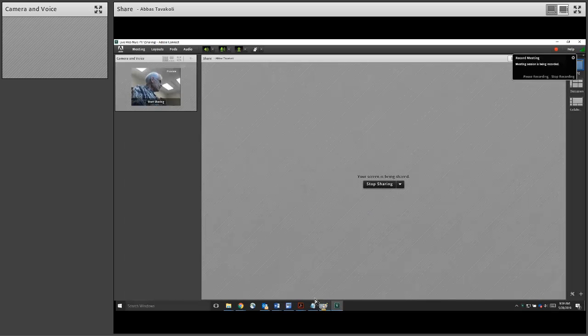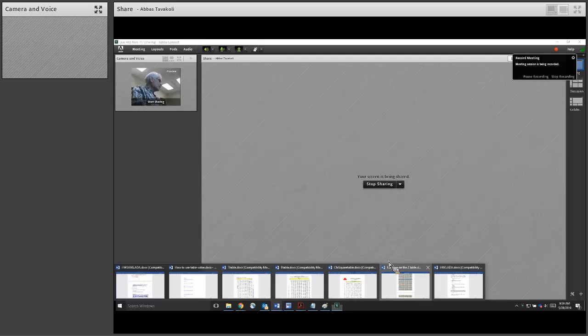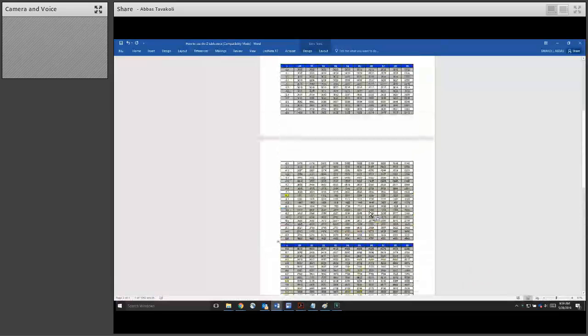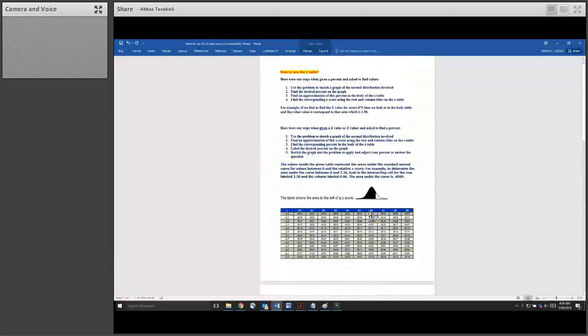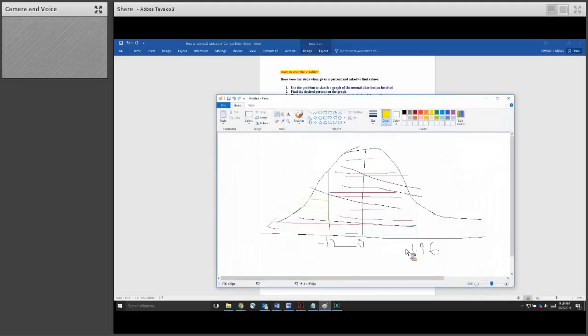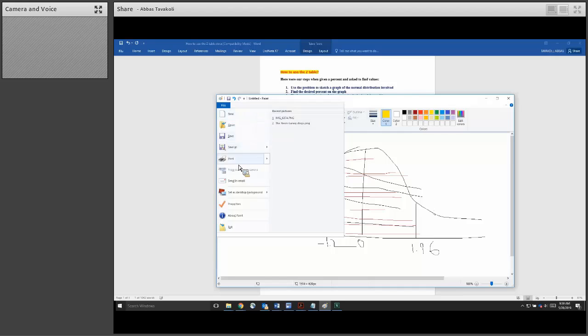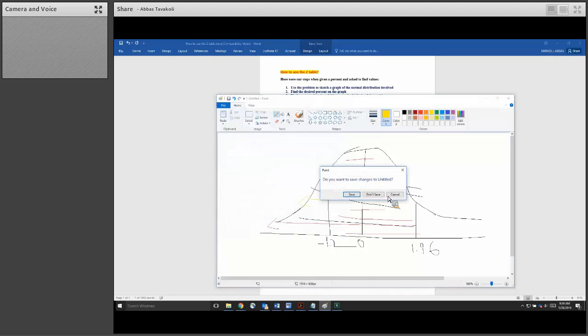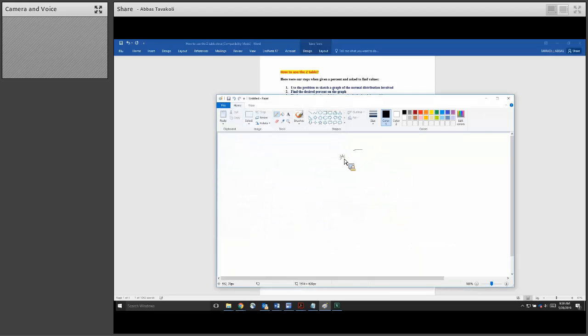Hello, let me go over how you can use the Z table. There are two ways we look at the Z table. First of all, the Z or normal curve is a symmetric curve in which the center is 0. To the left of that curve, you have negative values, and to the right of that, you have positive values. Let me draw that and show you.